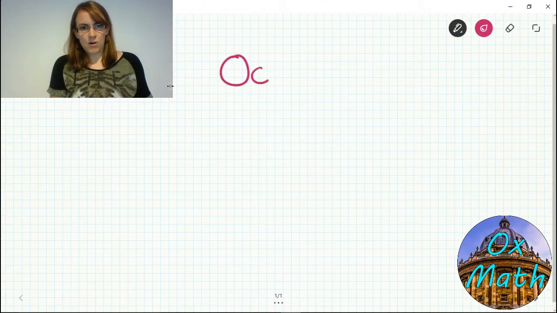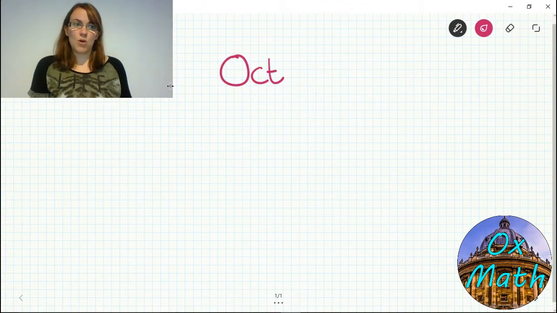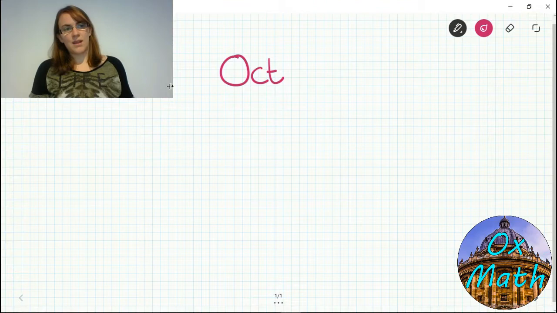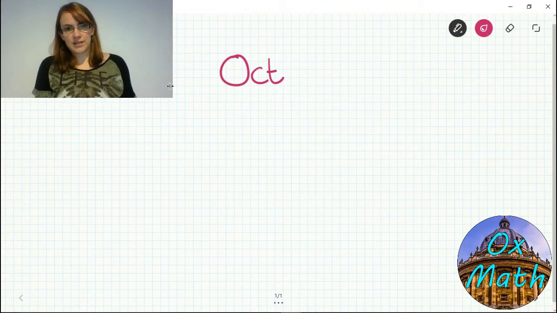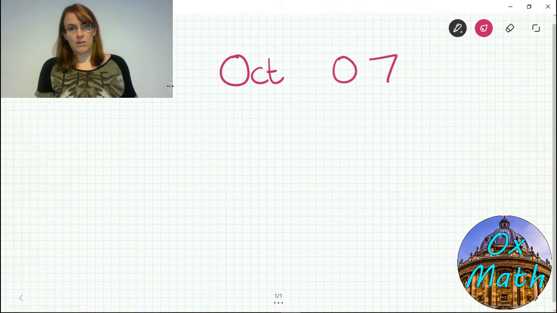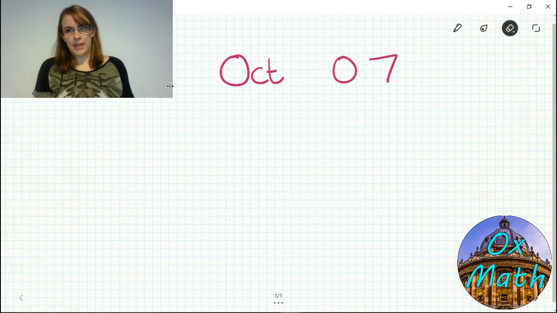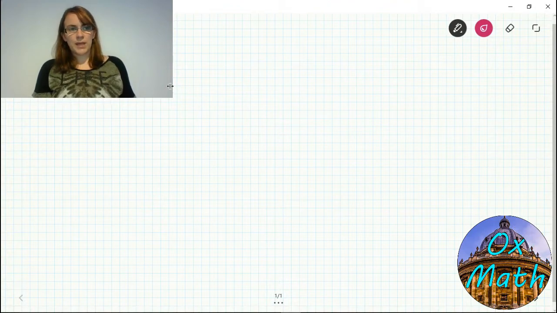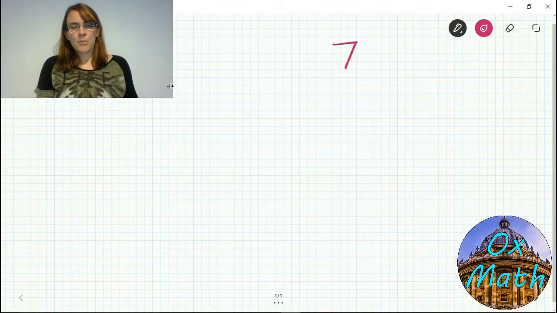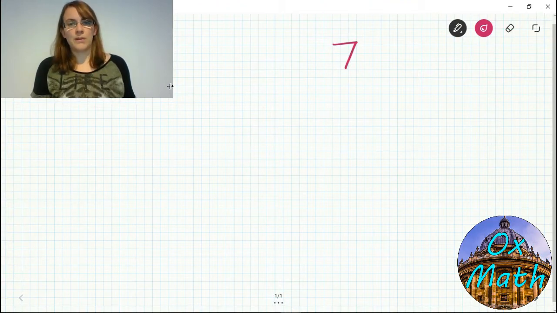Octal, or oct, means 8, like octopus, 8 legs, octagon, 8 sides. So all that means is that the octal system uses 8 digits, the digits 0 up to 7, and is in base 8. So if we think about what that means, it means that we can count all the way up to 7 using a single digit. But if we want one more than 7, we don't have any more digits to represent that. We can't use an 8.